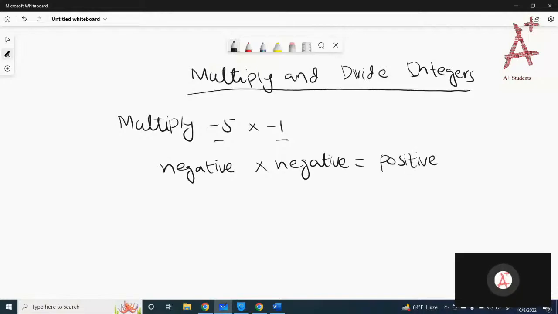If you have any problem with the topic, just find the lesson we did in last session. So when you are multiplying two negative numbers, your answer must be positive. So 5 times 1 is 5 because you're multiplying two negative numbers. So that means negative 5 times negative 1 is positive 5. Got it?